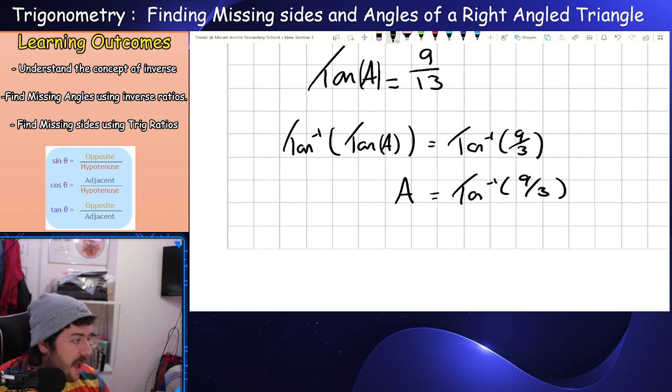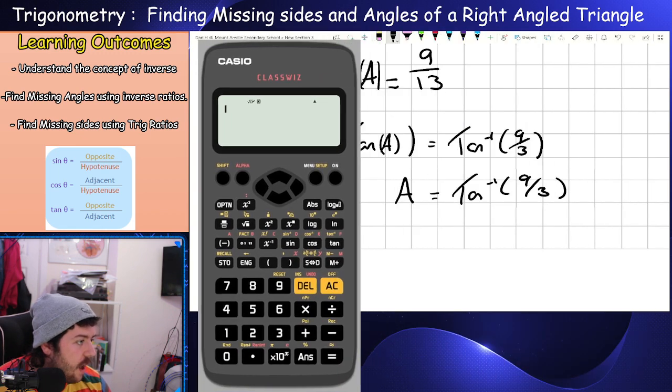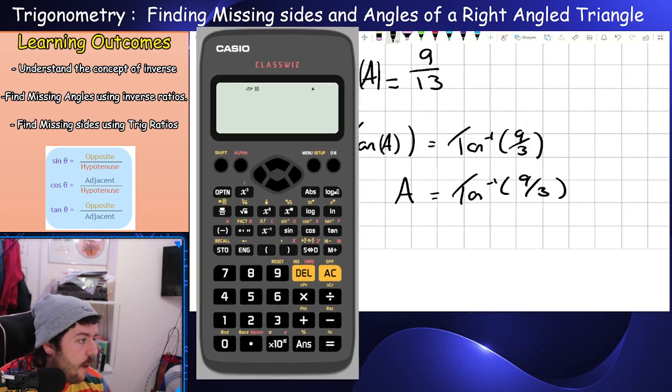Now, we have no way of calculating this in our head, so we need to open up our calculator, and we want to access tan inverse here. So I'm going to click shift on my calculator. So shift tan. So now I have tan inverse open here. I'm going to put 9 over 13. Close my bracket. Make sure you close your bracket. Make sure I'm working in degree mode. And click equals. So there's my answer.